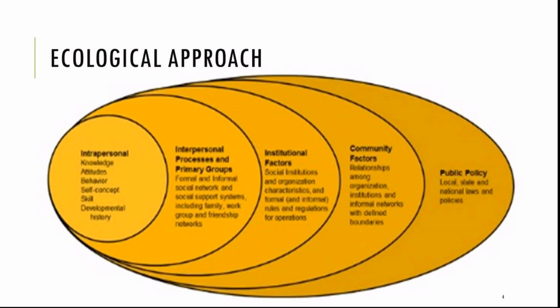And the third circle is institutional factors, which are social institutions and organizations' characteristics, and the formal and informal rules and regulations for operations. These could be the area agency on aging or a local church or health department, and the formal and informal rules by which they operate to support my choice participants. The fourth circle are community factors, which are the relationships among the organizations, institutions, and informal networks with defined boundaries. This could be the relationship between my choice and the area agency on aging or a local church or health department. And finally, public policy are the local, state, and national rules and practices. For example, as you know, the Medicaid funding for both the state and the national level impacts the My Choice program.